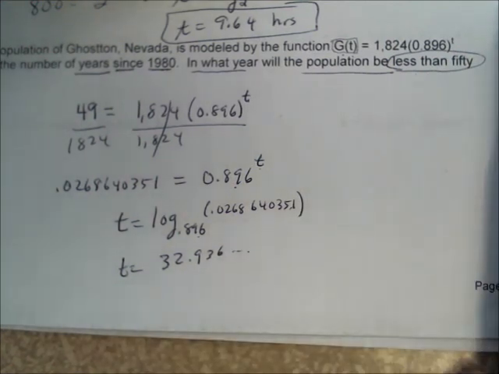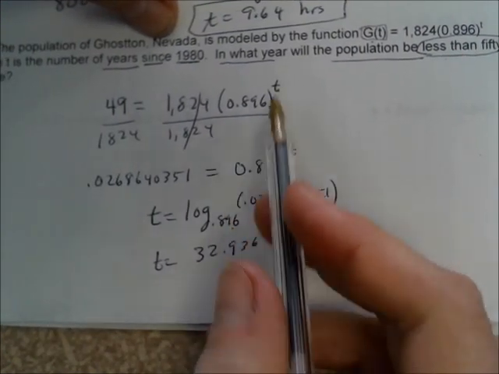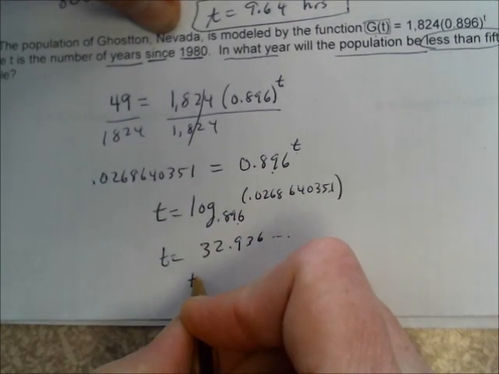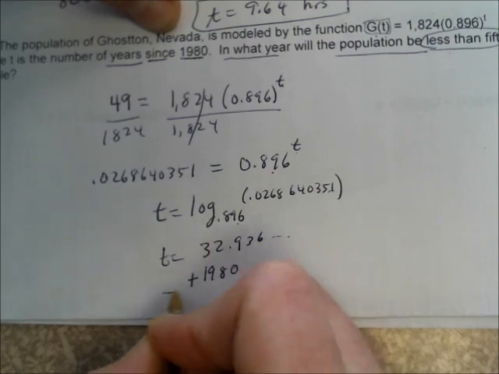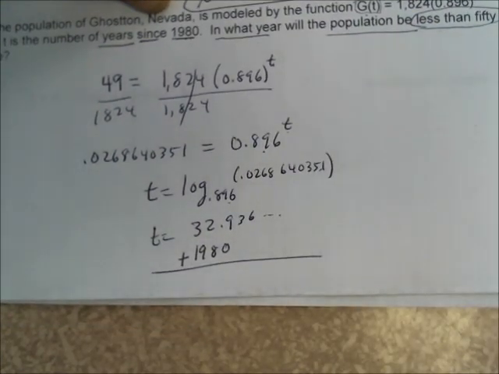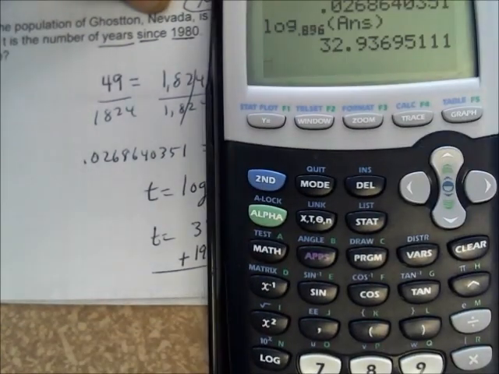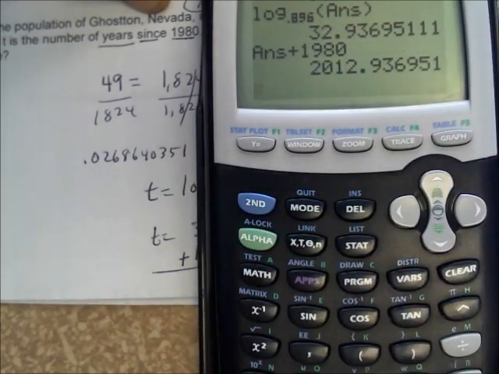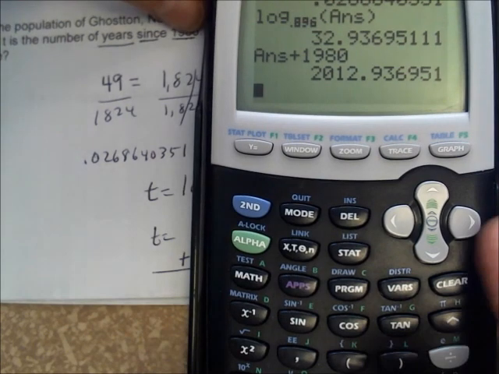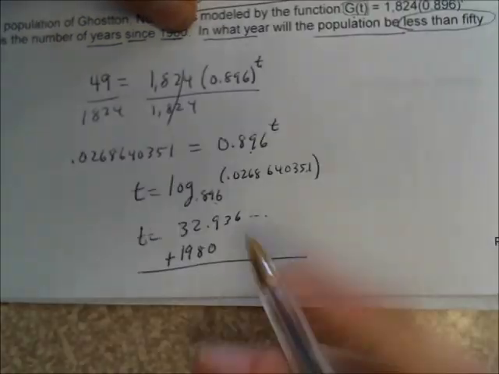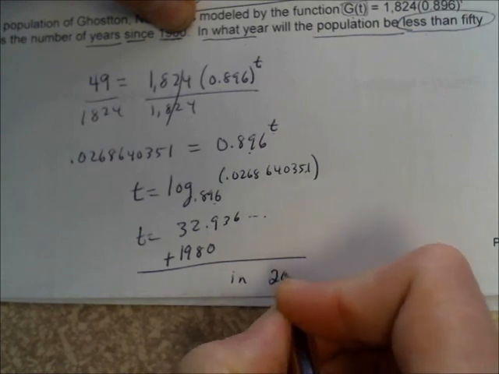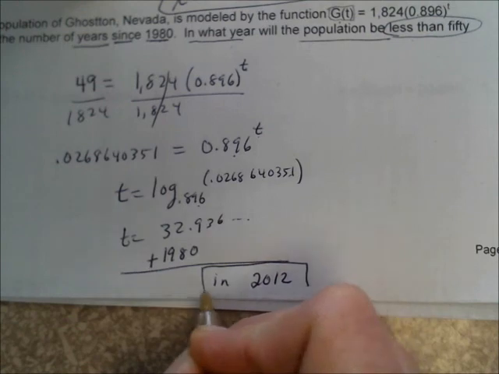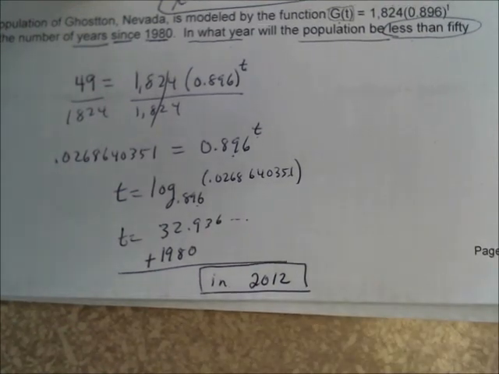32.936 is how many years since 1980? So in what year is what they're asking for. So you're going to add that to 1980 to get the year that the population will be 49 people. And in the year 2012, that was a couple years ago, I guess towards the end of 2012. So in the year 2012, the population will be less than 50 people. And that's the end of this video.